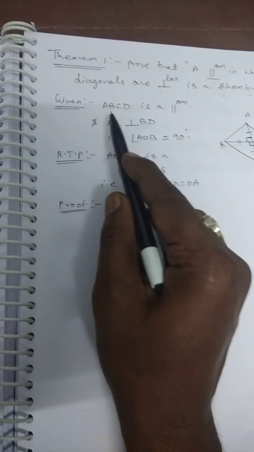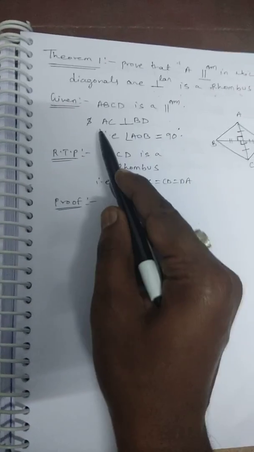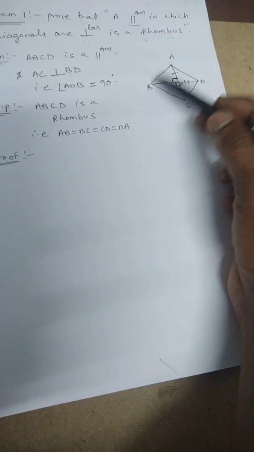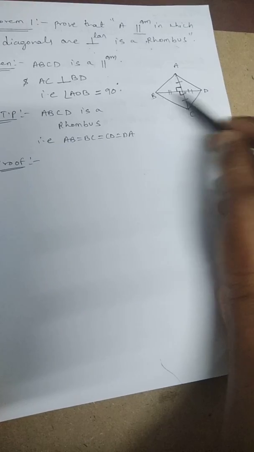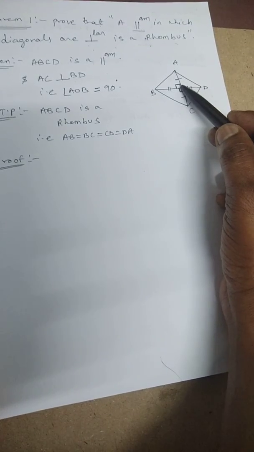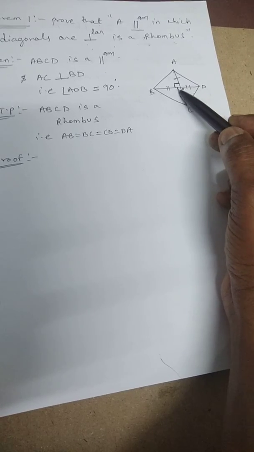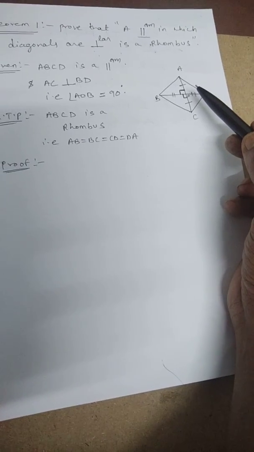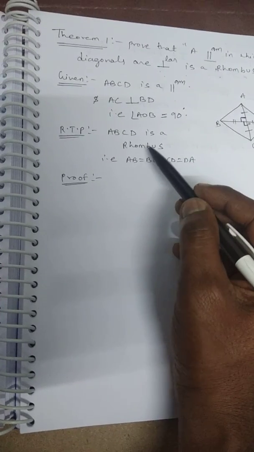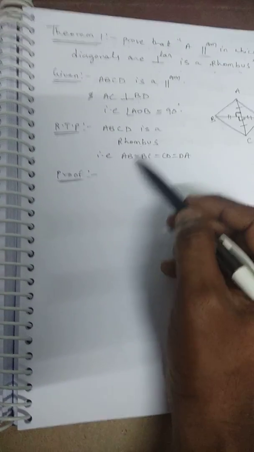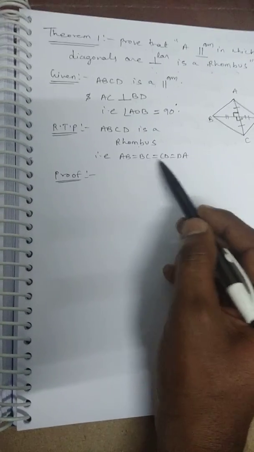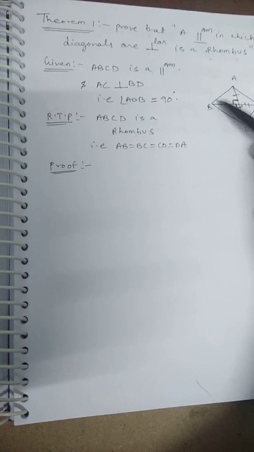He has given us that ABCD is a parallelogram and the diagonals are perpendicular, that means exactly making an angle of 90 degrees. Now we should prove ABCD is a rhombus. The important thing for a rhombus is that all sides should be equal. So we have to prove all four sides, AB, BC, CD and AD, are equal.